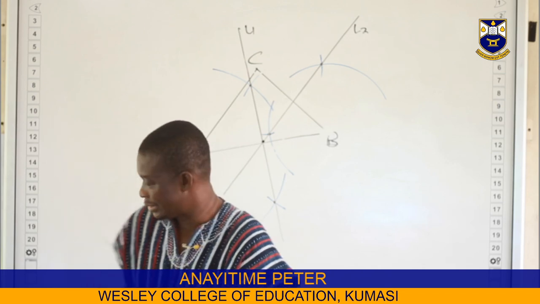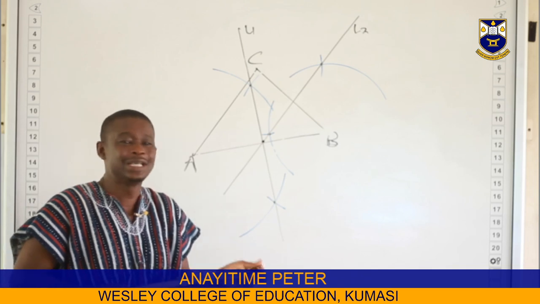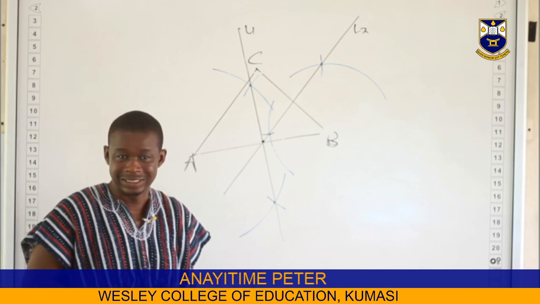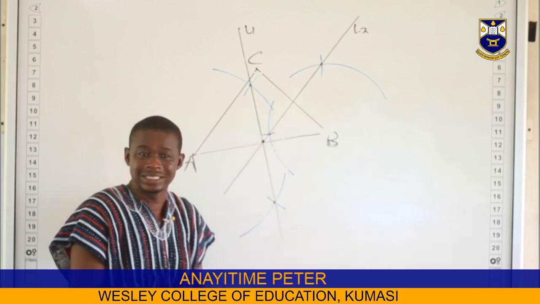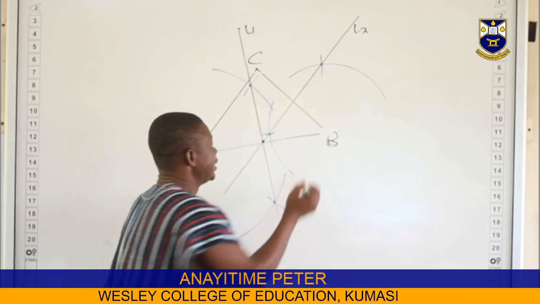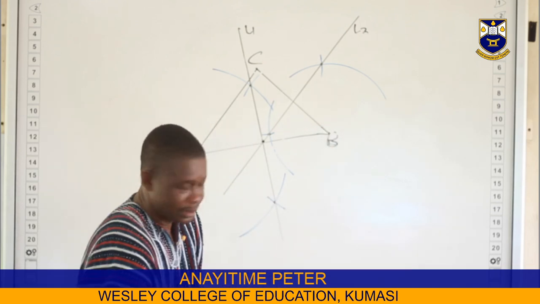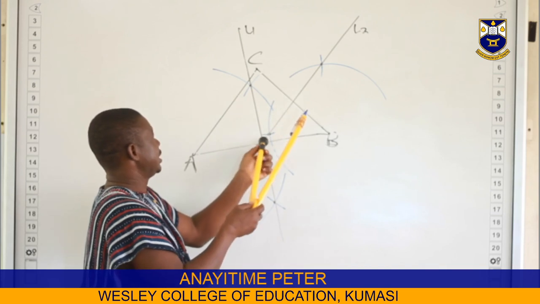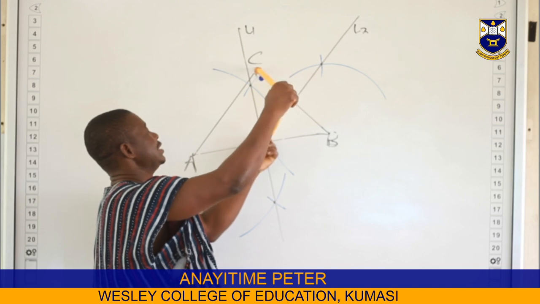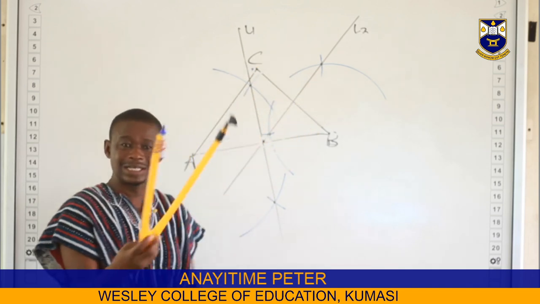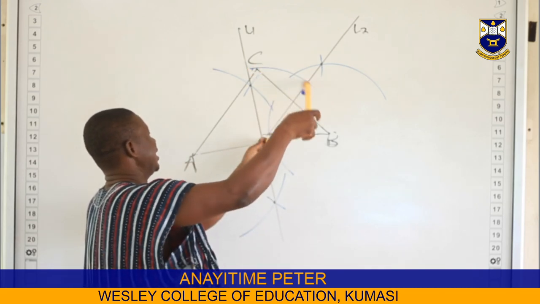What you have to do is just take your compass, put it at the meeting point of the two bisectors. So this is where they are meeting. Then open it to any of the vertices. So I'll put it here. I've opened it to point C. That is vertex C. Then with that as your radius, you just draw a circle.